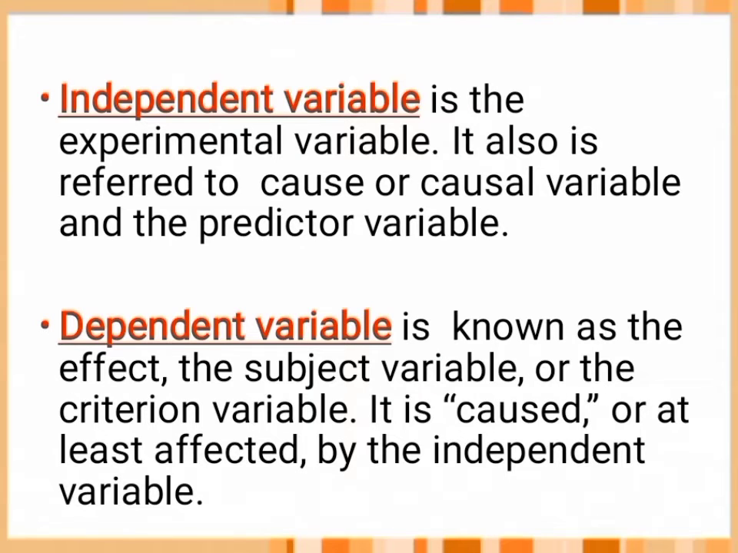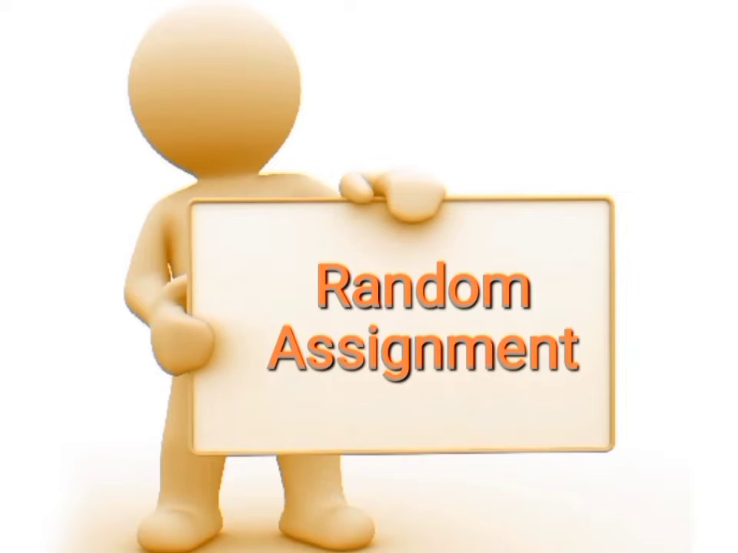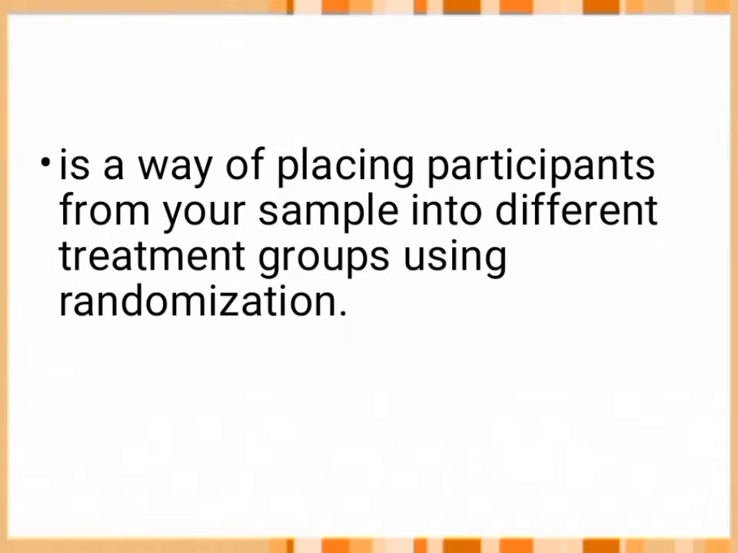The dependent variable is known as the effect, the subject variable, or the criterion variable. It is caused, or at least affected, by the independent variable. Random assignment is a way of placing participants from your sample into different treatment groups using randomization.